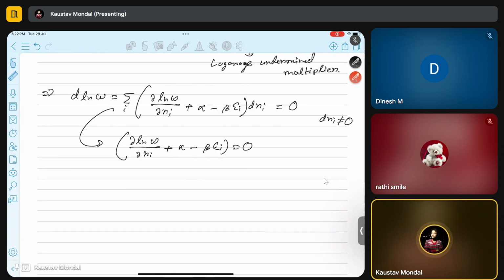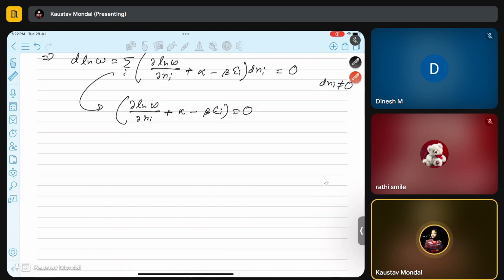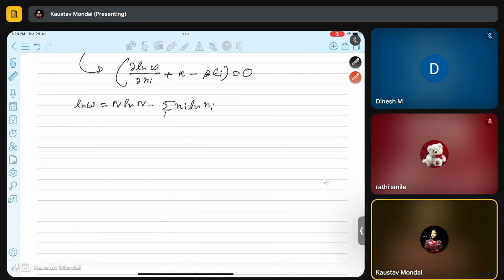So now we have to extremize it. For doing that, we first have to calculate this quantity, delta ln w by delta ni. So how can we do that? As we know, what is the expression of ln w? So ln w is nothing but n ln n minus the summation over i of ni ln ni. So now we have to take the derivative. Okay, so delta ln w by delta ni.